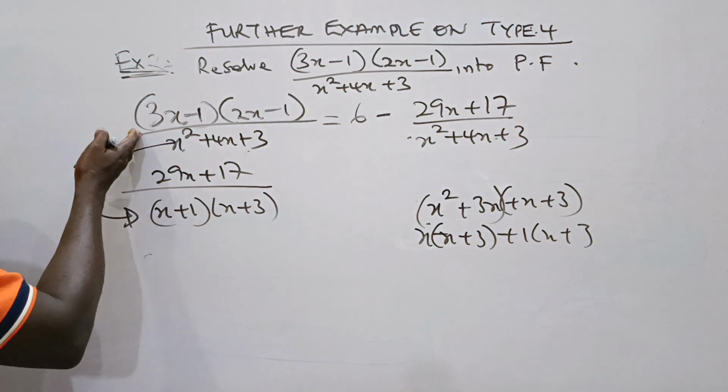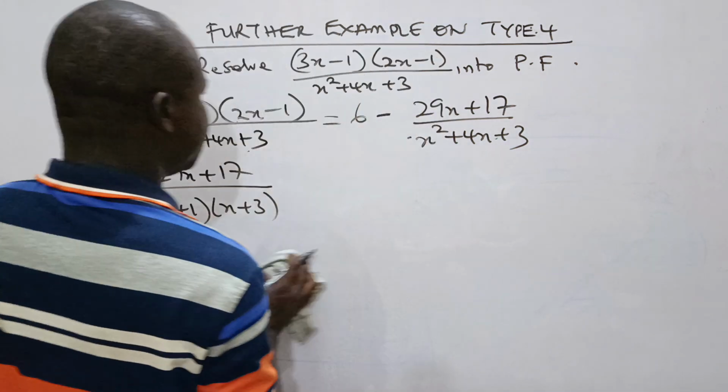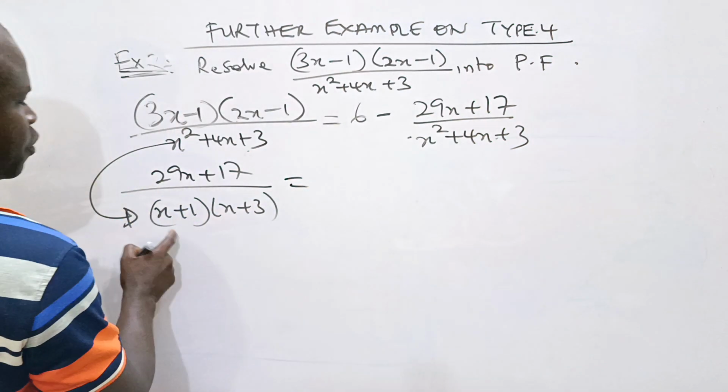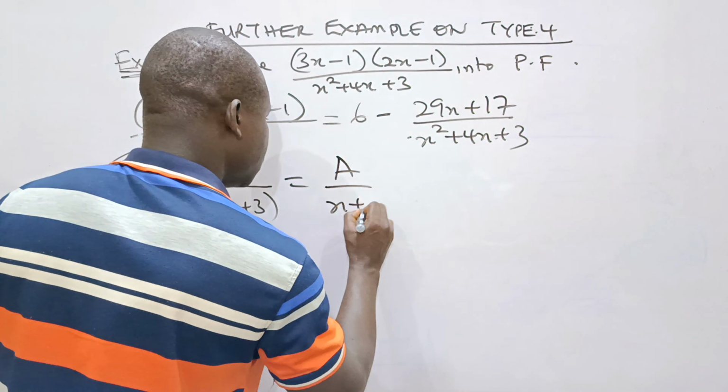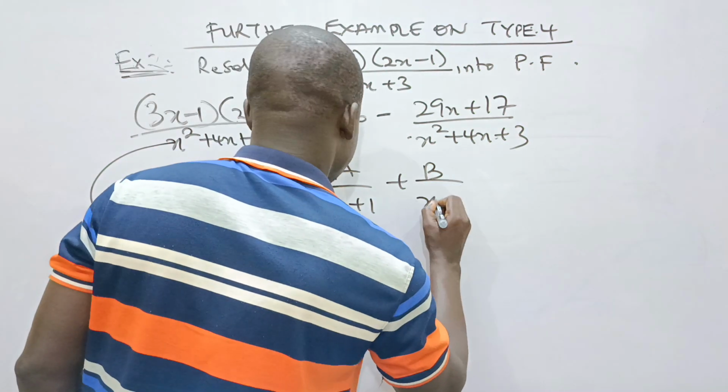So if I expand this, I get this. Then since this is what I have here now, this is an example under type 1 partial fraction. I'm going to have A all over the first factor plus B all over the second factor.